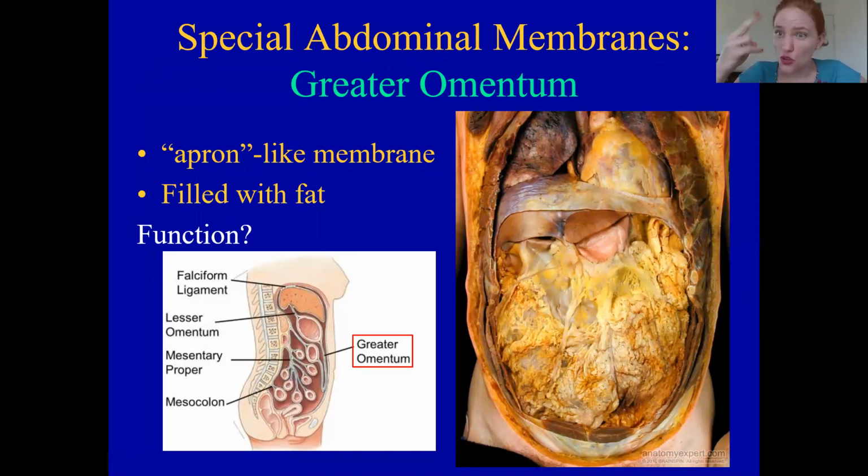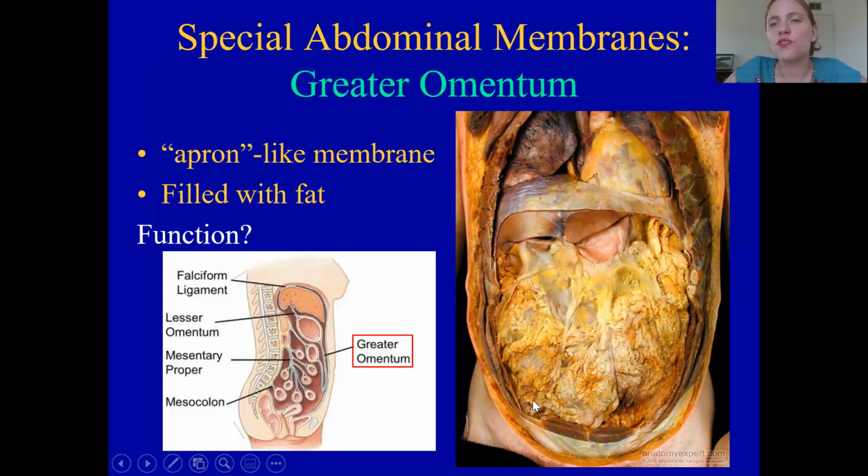There's two that we're going to talk about. The first is called the greater omentum. So if we're looking at this picture here, there's the diaphragm, there's your liver, there's your stomach. On the edge of your stomach, called the greater curvature of the stomach, you have this apron of membrane that droops down and kind of comes back up. So you can literally flap it up like wearing an apron.